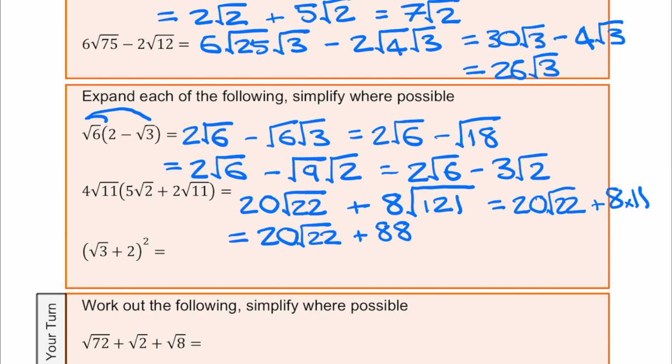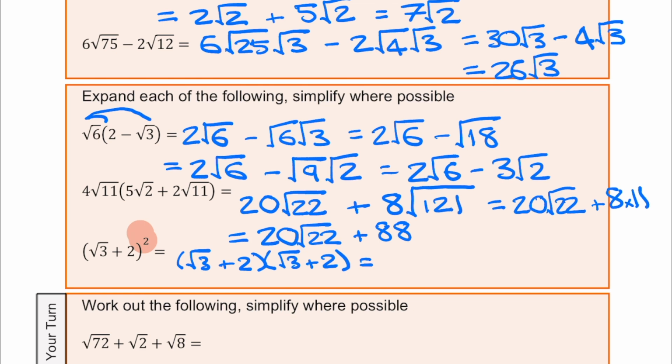And then the final question, be a little bit careful here because it says we are squaring this bracket. Just think though, what does it mean by squaring something? Well, it simply means you're timesing it by itself. So if we're squaring the bracket, we're actually doing the bracket times by itself. So root 3 plus 2 times by another root 3 plus 2.